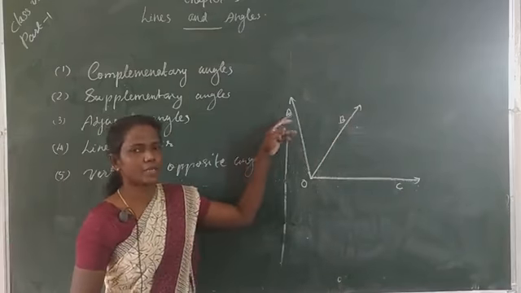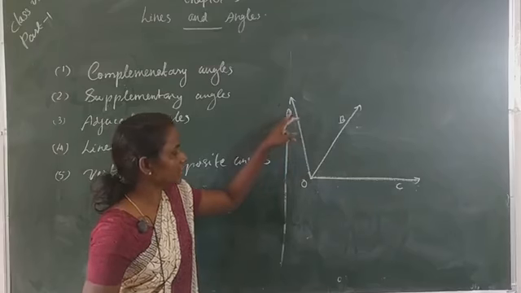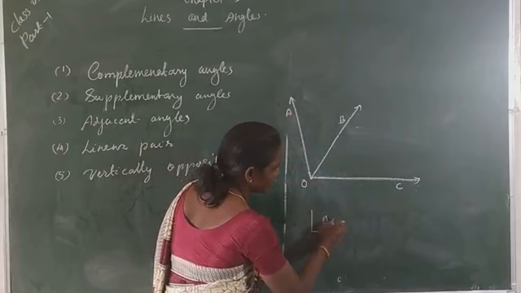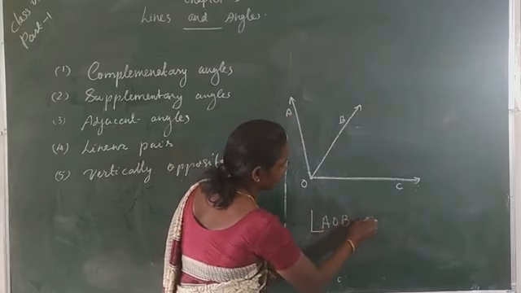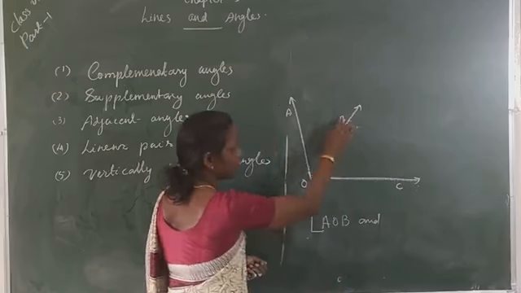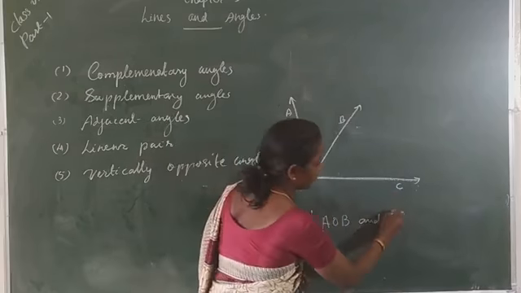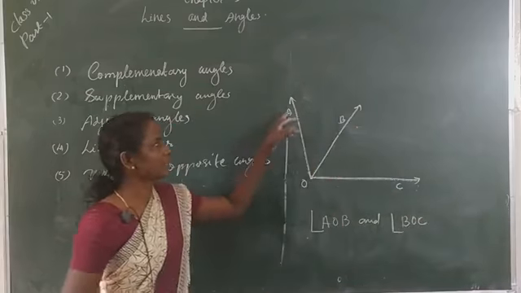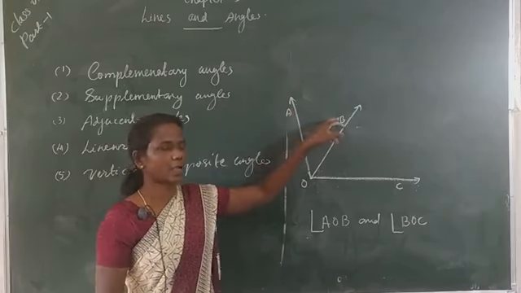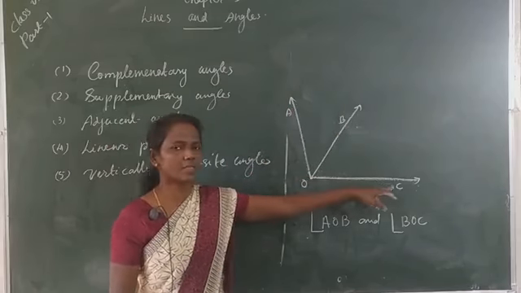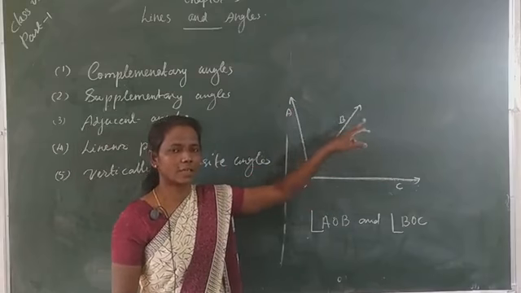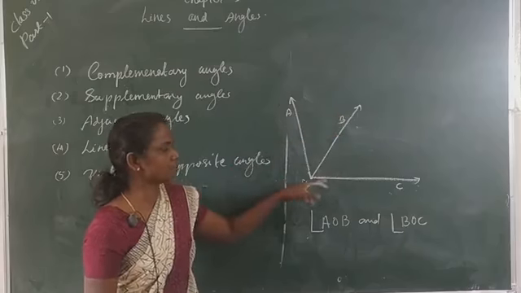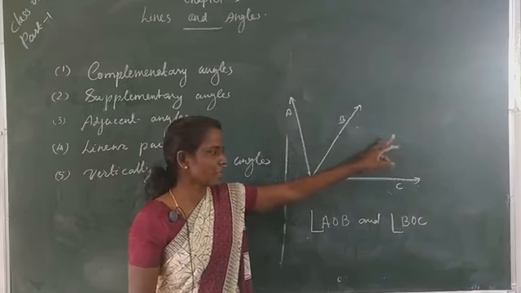Look, how many angles can you see here? Two angles: angle AOB and angle BOC. Angle AOB and angle BOC are adjacent angles.